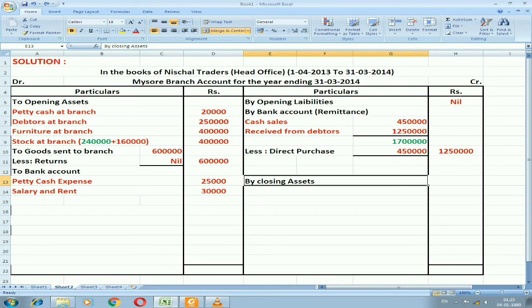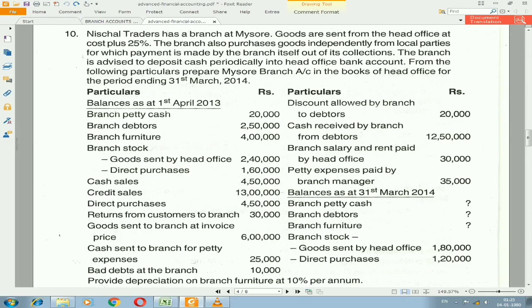The next account we need to record is closing assets. Whatever assets we opened on the opening day, we are supposed to close those assets. First we have opened petty cash. In the illustration we don't have any petty cash opening balance. We need to find that out.